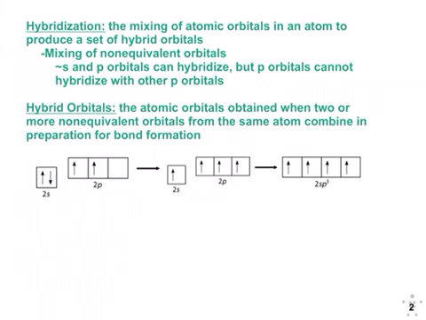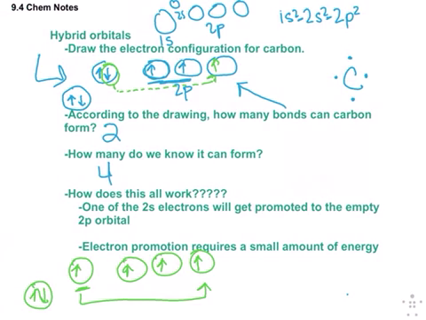We can mix non-equivalent orbitals. By non-equivalent, what that means is you can mix s and p orbitals. Like I said on, I think, the first or second slide, it doesn't have to be between 2 s's or 2 p's. You can mix between an s and a p. So the s and p orbitals can hybridize, but p orbitals cannot hybridize with other p orbitals. That's because you're changing energy levels then. Back here when we did the electron promotion, both of them were in the second energy level, so that's okay. Does that make sense?